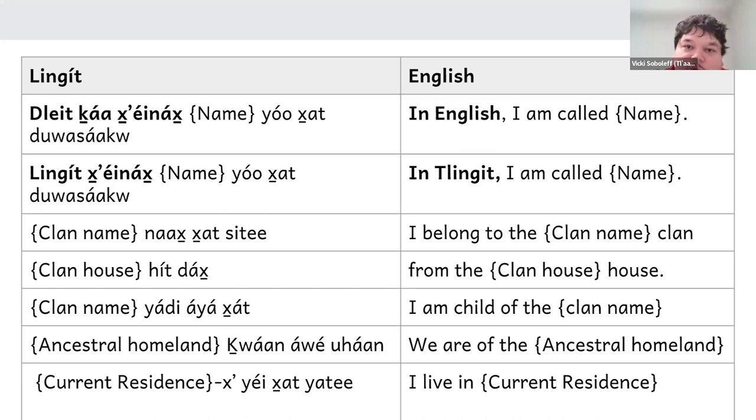My English name is Corey. My Shinget name is Skan E. I am Anach Tedi. I come from the Frog House. I am a child of the Cherokee. I come from Jishkatwan, which is the area around Klukwan, and I live in Deishu, which is now called Haines as well.